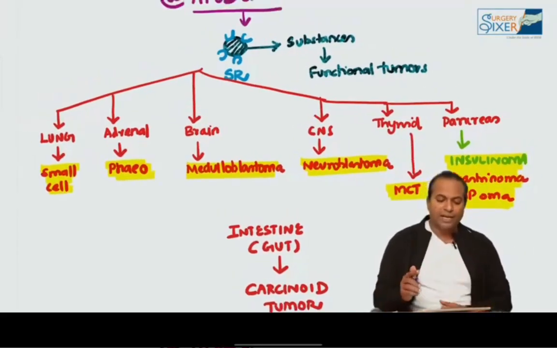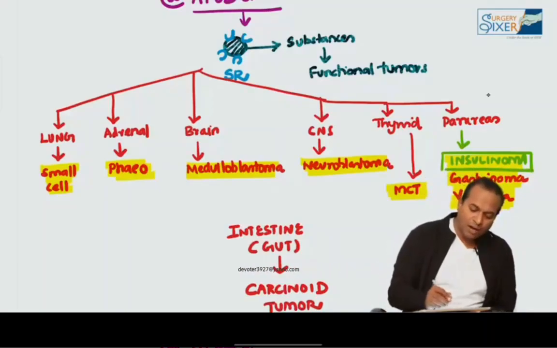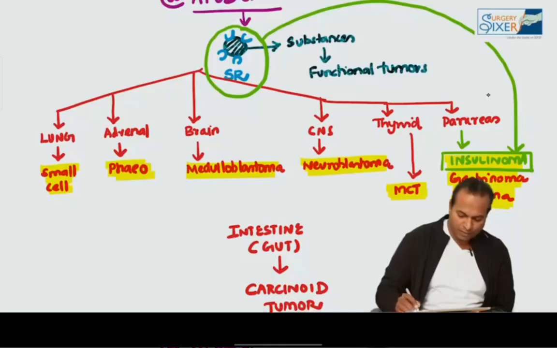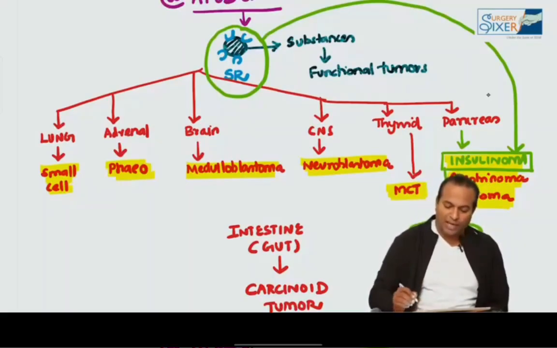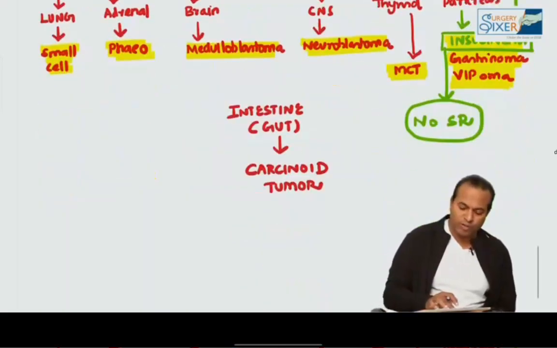Can you tell me why I have written insulinoma alone in green color? Other things I have written in red color. The reason is all the tumors have somatostatin receptor except insulinoma. Insulinoma has no somatostatin receptor. Please don't forget this point. The only neuroendocrine tumor which will not have somatostatin receptor is insulinoma. All other neuroendocrine tumors will have somatostatin receptor.